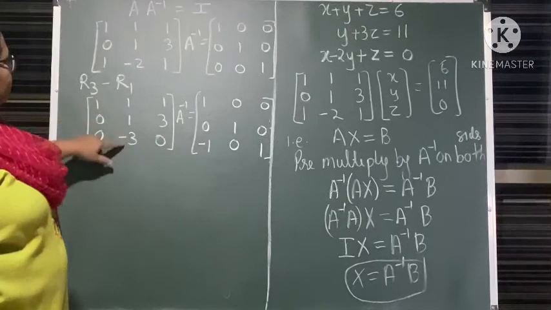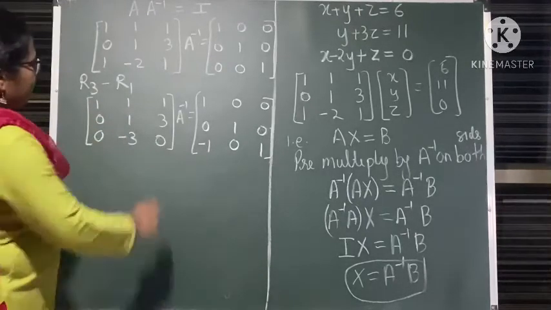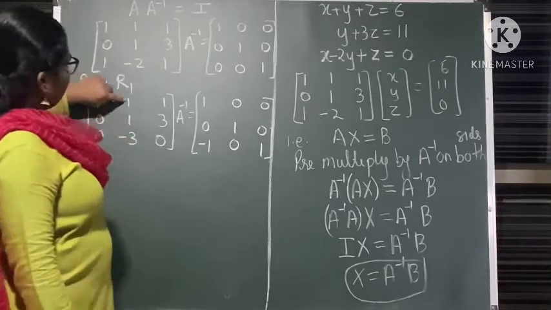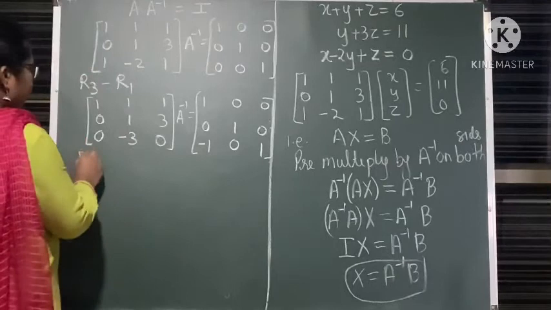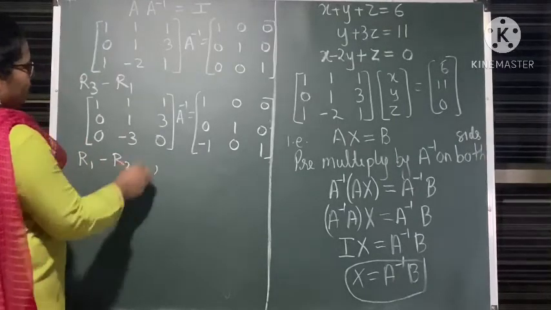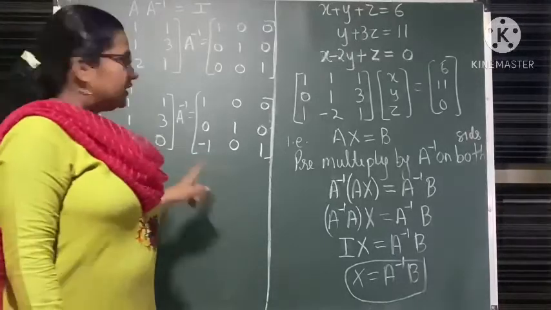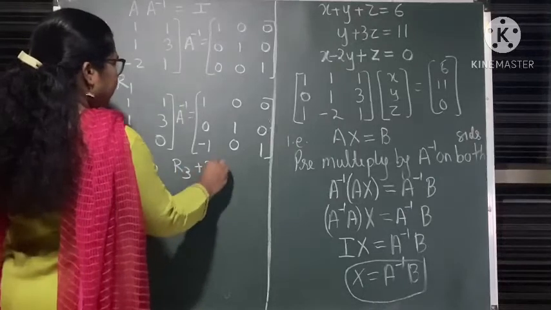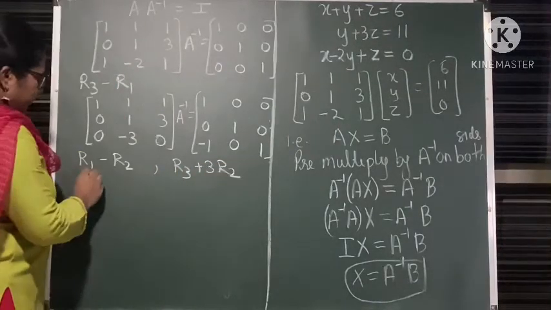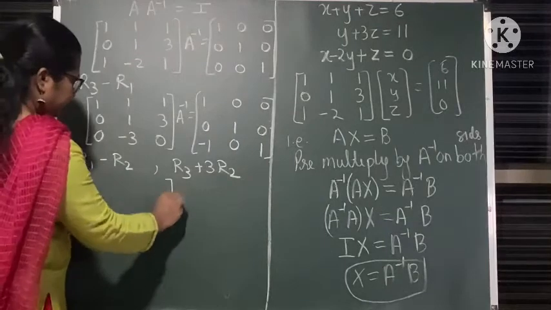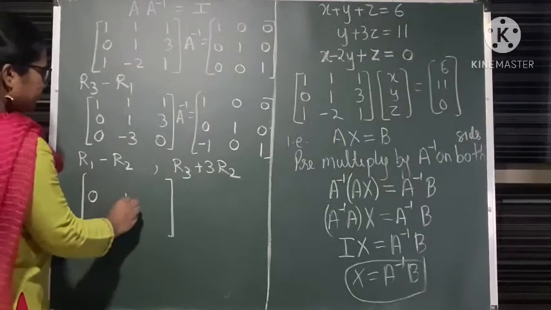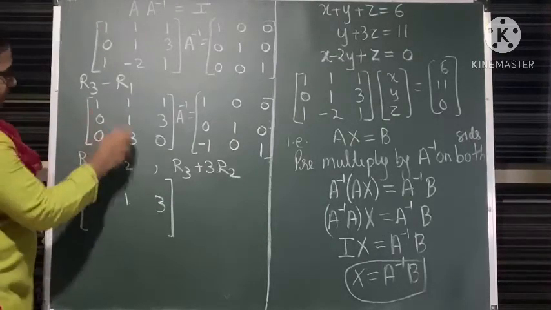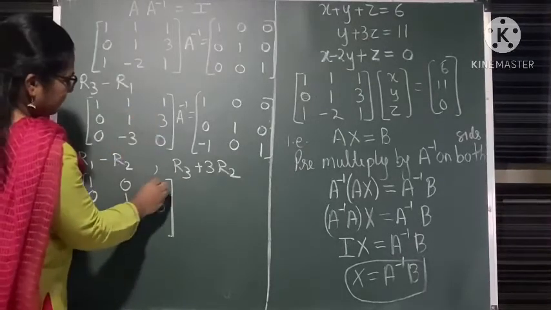Now this is already 1. Now I will make these two elements 0. What will be my operation? I will utilize this 1 to make these two elements 0. Okay. So 1 minus 1 will give me 0. So my operation will be R1 minus R2 for this one. And what will be my operation for this? Minus 3 I have, so R3 plus 3 into R2. So what will this be? Second row as it is 0, 1, 3. R1 minus R2: 1 minus 0 is 1, 1 minus 1, 0, and 1 minus 3, minus 2.